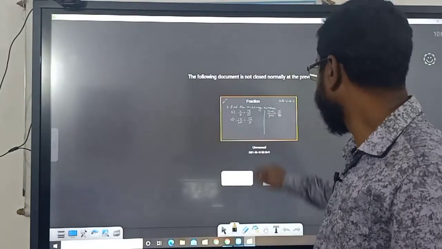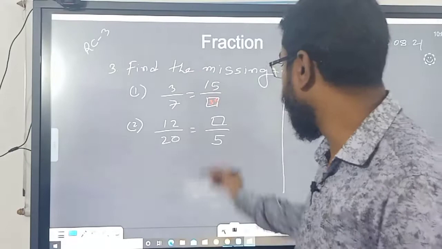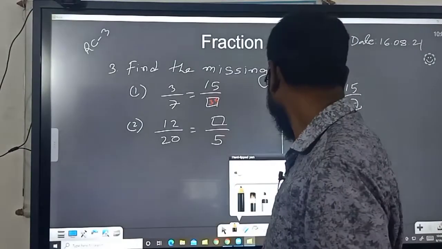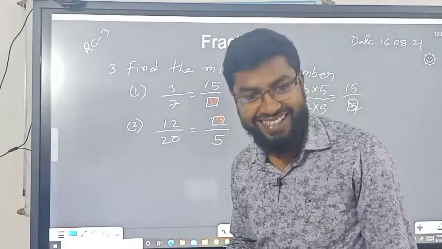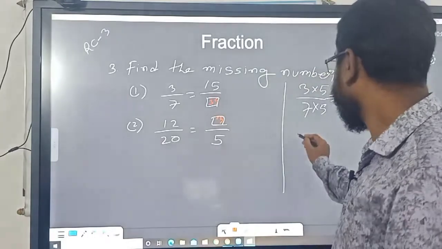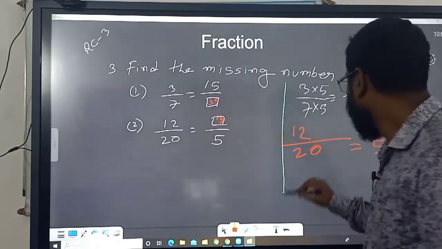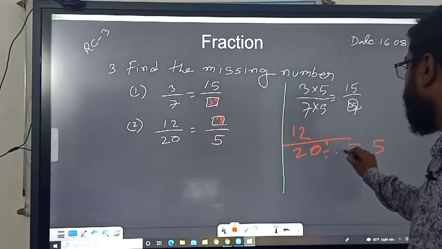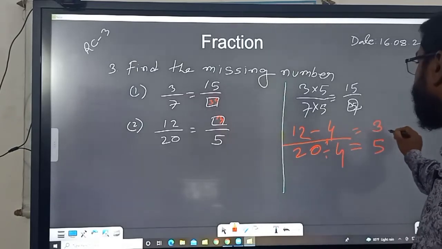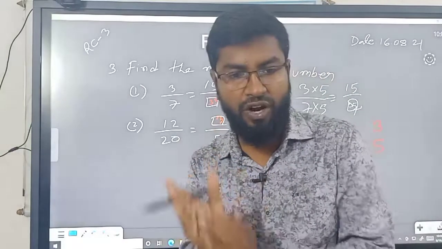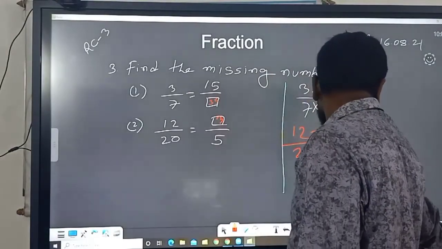Now, have you understood? Yes, sir. Here will be 3. How did it become 3? Because 12 and 20. 12 becomes 5. So here we will divide by 4. That is why upper also 4. It becomes 3. Give a big clap for them. Very good. Next one.